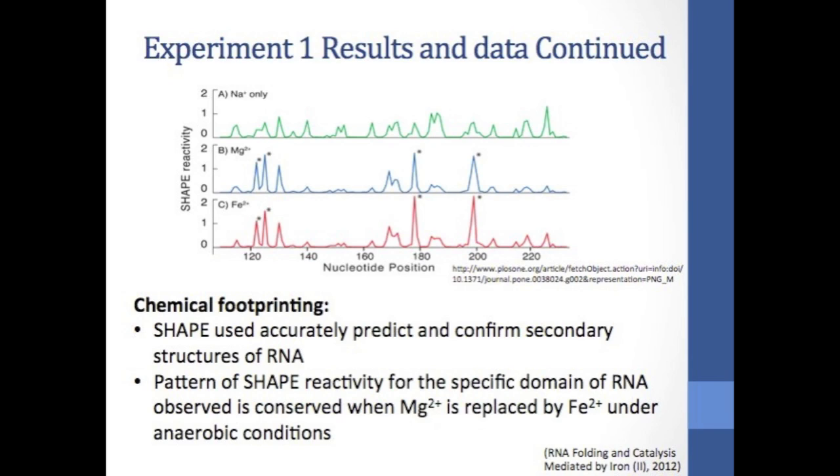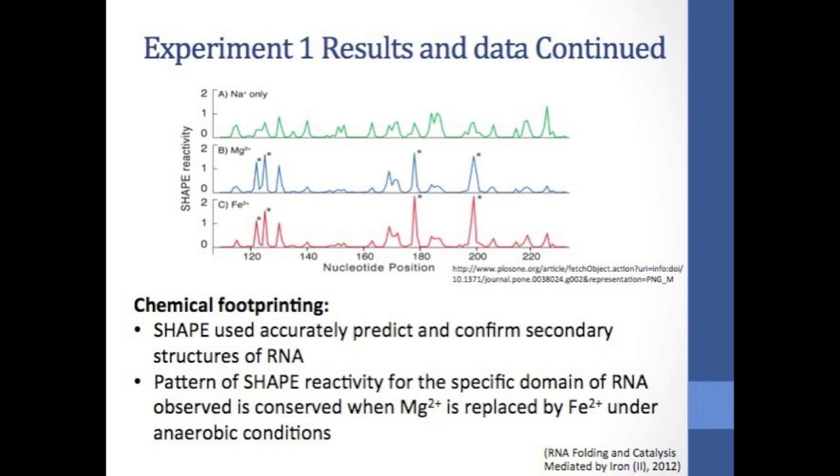The SHAPE was first used on sodium by itself, giving the reaction pattern a control group to compare to magnesium and iron, as seen on the graph. There are very many similarities in magnesium and iron, with similar peaks at the same nucleotide positions. The pattern of SHAPE reactivity for the specific domain of RNA observed, which was P4-P6, is conserved when magnesium 2+ is replaced by iron 2+ under anaerobic conditions, which are possible early Earth conditions. This is when there was abundant soluble iron 2+.